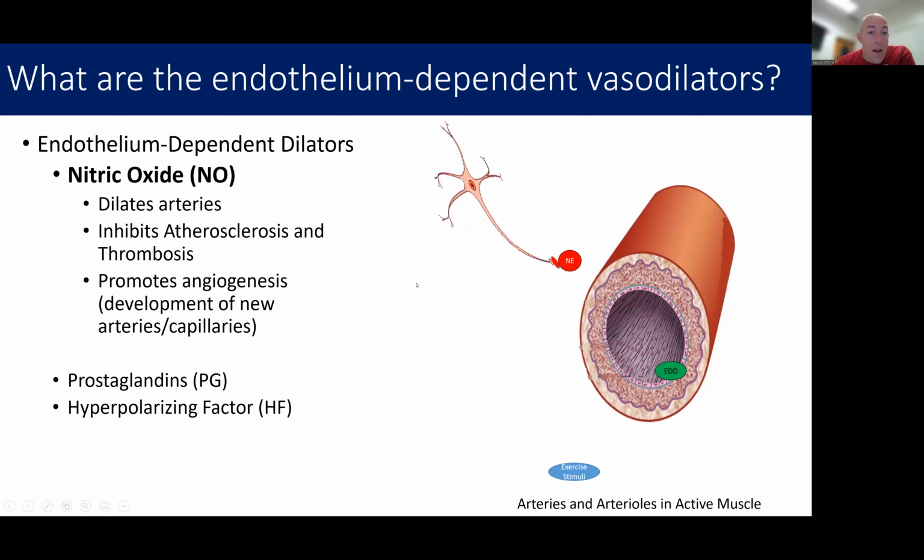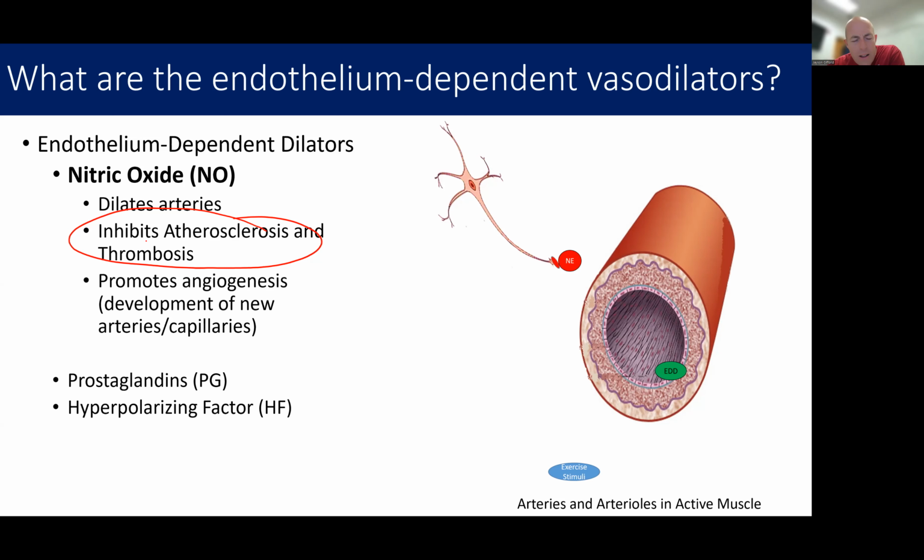So, what are the endothelium-dependent dilators? So nitric oxide, I've said many, many times. It's extremely well described. Some people got the Nobel Prize for describing it about 20 or 30 years ago. So the nitric oxide, in addition to dilating arteries, it also is really important for other things like inhibiting atherosclerosis and thrombosis. So the more nitric oxide you have around, the more you're going to inhibit the development of plaque in your arteries and the development of clots.